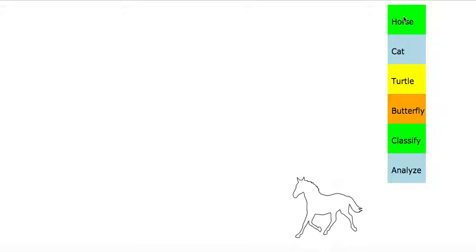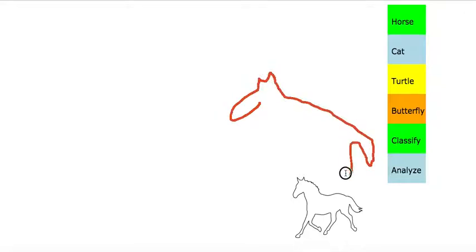But now I'm going to draw a horse, and I'm not going to assign it. I'm going to allow the computer to assign it. My versions of horses are terrible. I'm no good at drawing. But here's my horse.